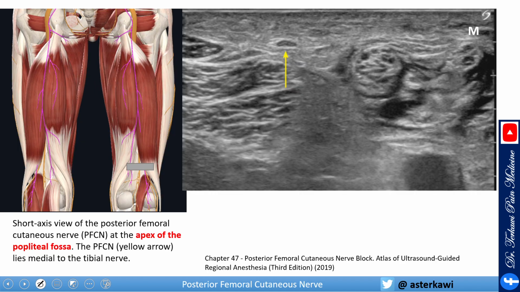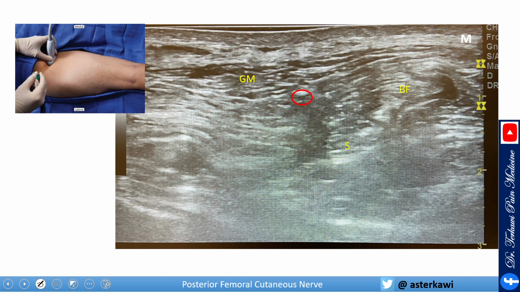Here, as we keep going down, this is the apex of the popliteal fossa. Notice it's above the fascia lata, and this is medial. To the medial side you will see the tibial nerve here, so it is medial to the tibial nerve. You will see the hypoechoic PFCN.